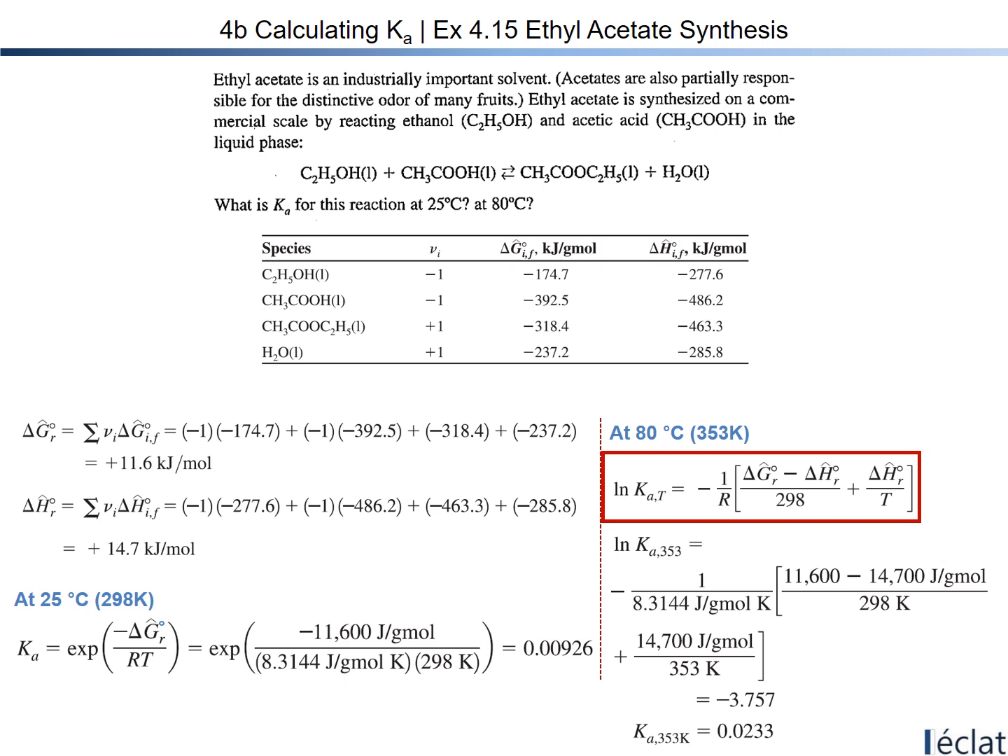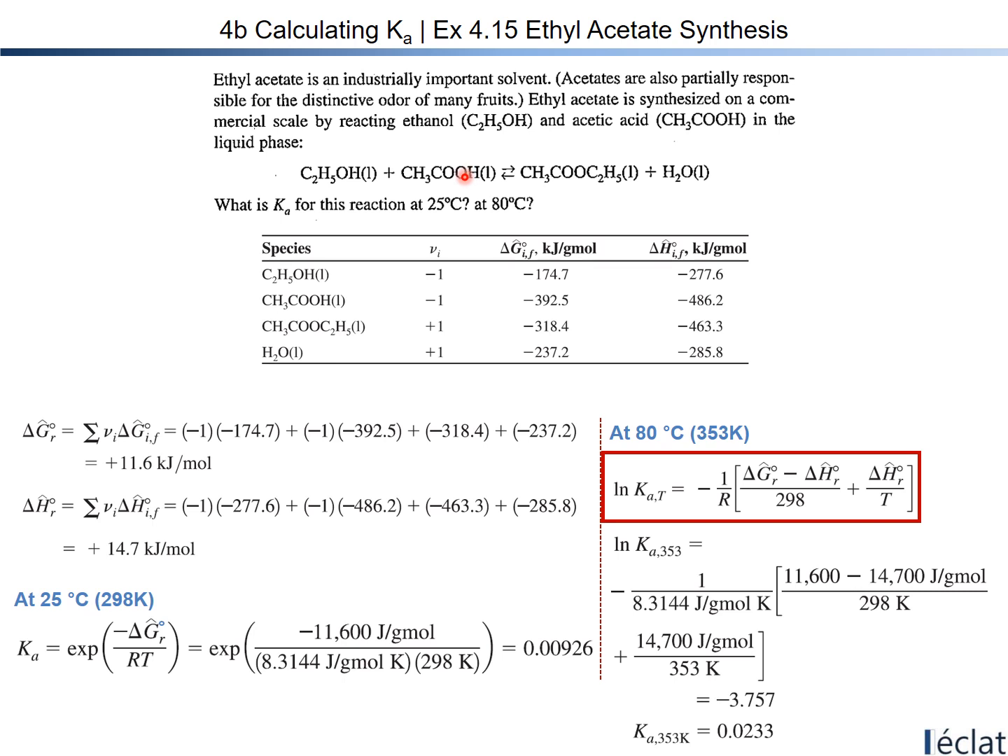Okay, here is the table. Example 4.15, ethyl acetate synthesis. Let me change the pen to the laser pointer. Ethyl acetate is an industrially important solvent, and this is the ethyl acetate, which is made from those two things, ethanol and acetic acid.